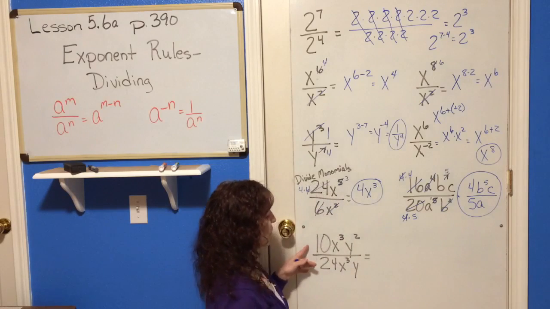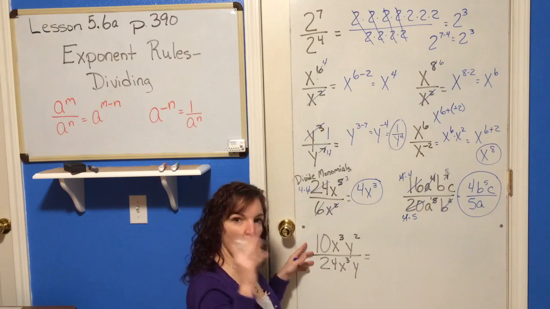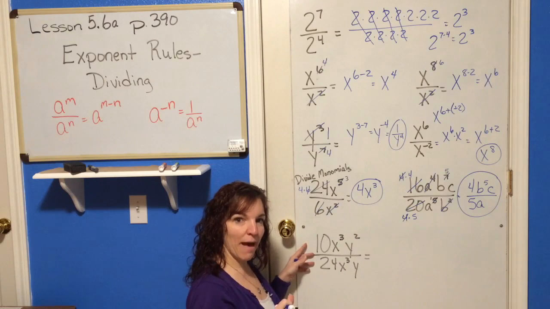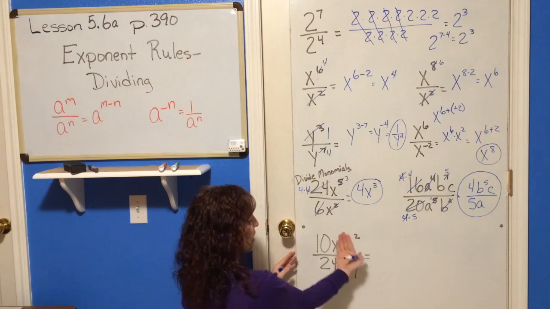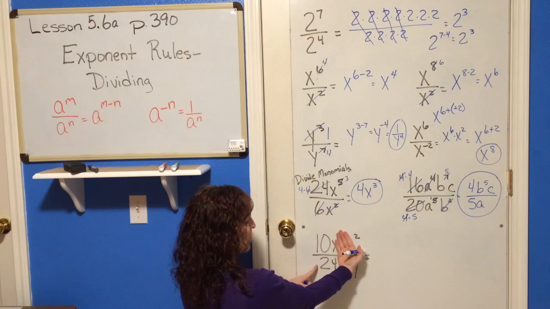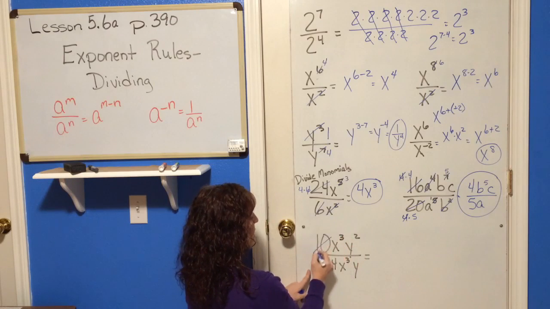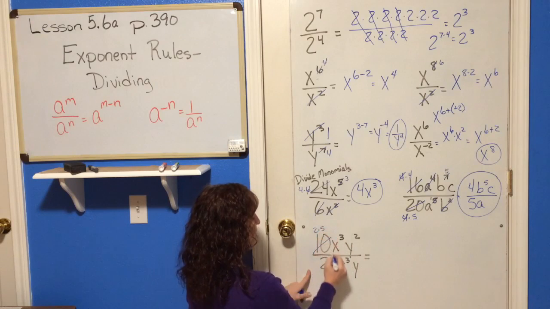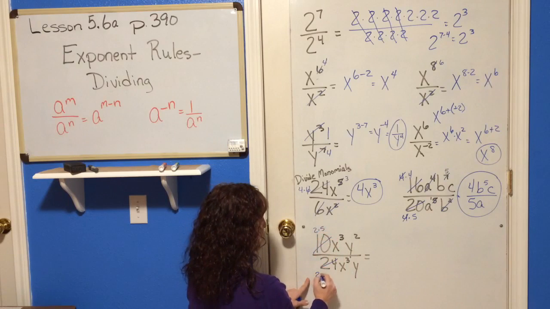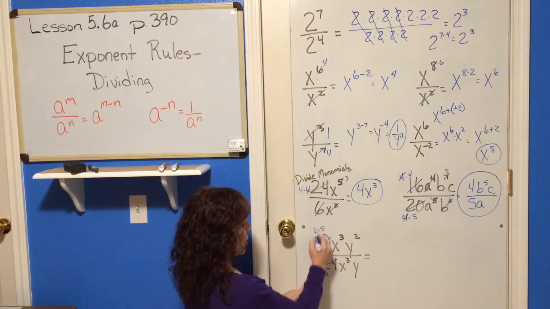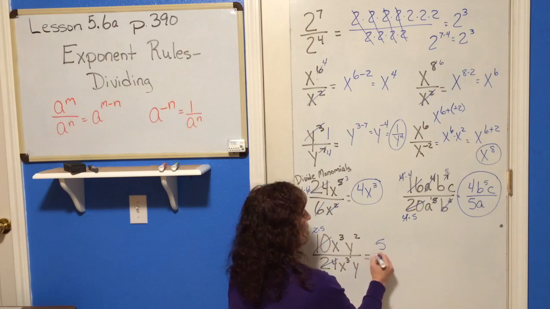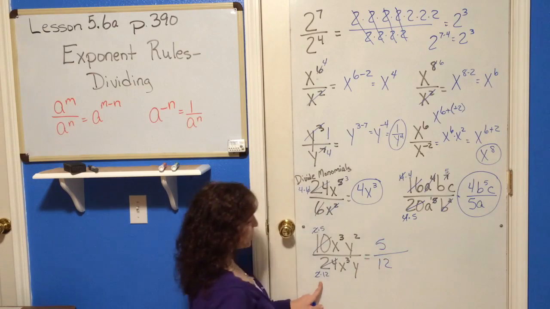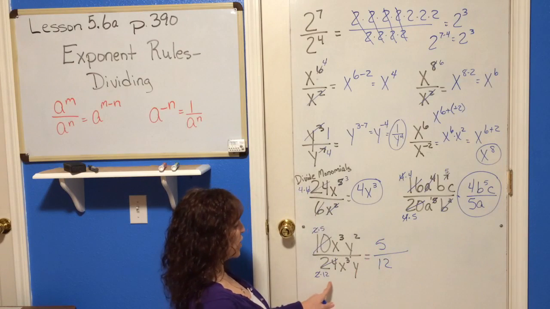Okay? One more. If you think you've got it, go ahead and pause me and do it and then come back. All right? Because what we're going to do is the same thing again. First, look at your whole numbers, your 10 and your 24. Let's see, 10 is 2 times 5. 24 is 2 times 12, so that now the 2's will cancel. So I have 5 on top and 12 on bottom, and those won't reduce anymore.